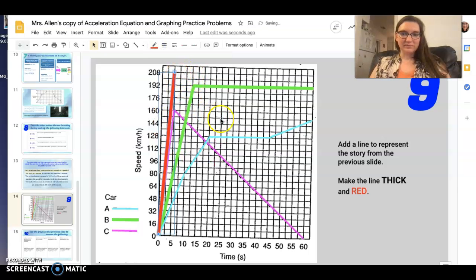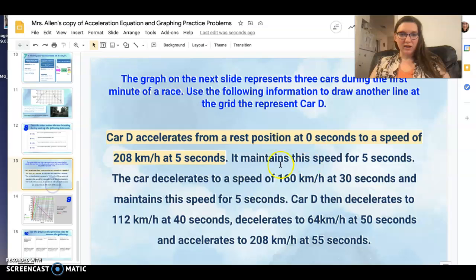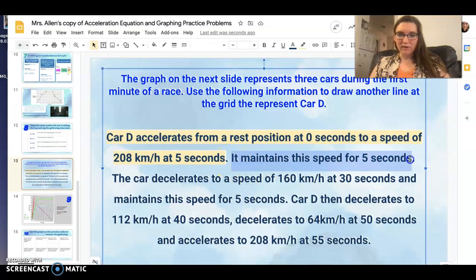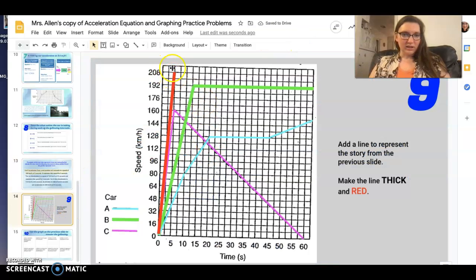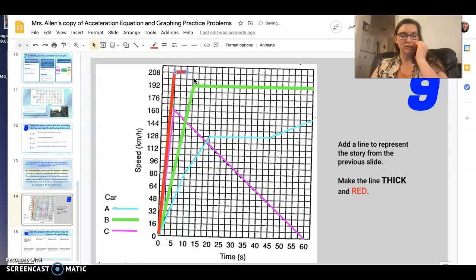You're a bird. Okay. So here is this car accelerating in the first 5 seconds from 0 to 208. Then it maintains the speed for 5 seconds. If it's maintaining its speed, then that's going to be a straight line, just right across. There's no change in speed there.